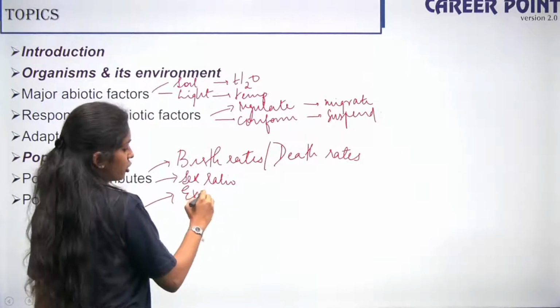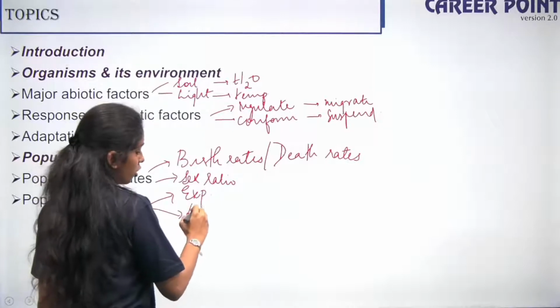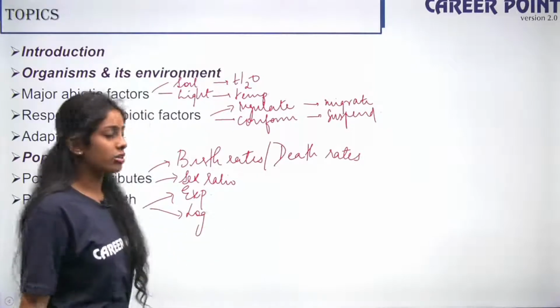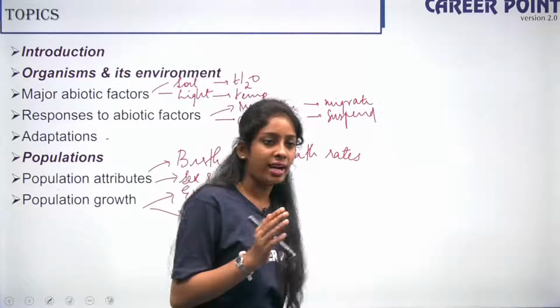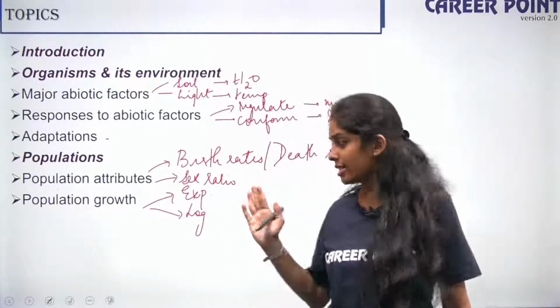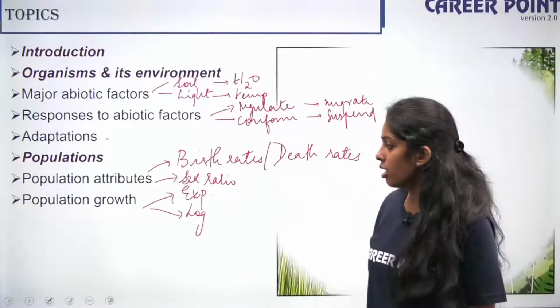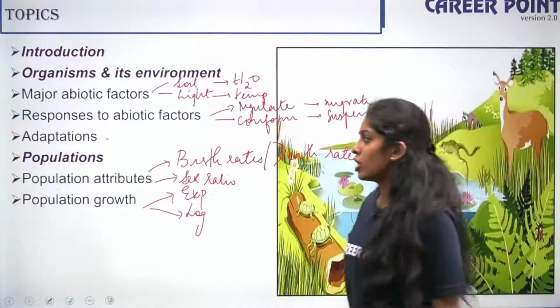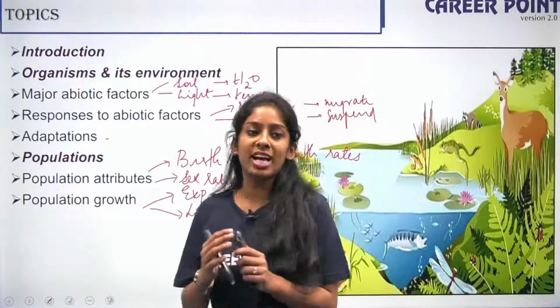One is the exponential growth model, the other one is the logistic growth model, right? So these are the two growth models, and we had a graph and a formula regarding the same. So last but not the least, we'll talk about how a population interacts with the environment.